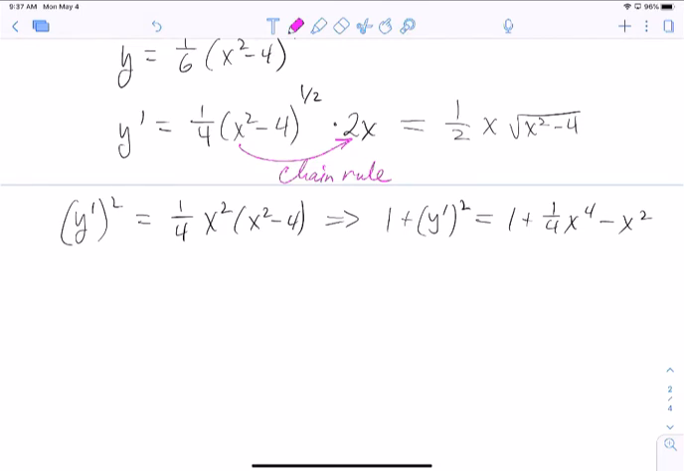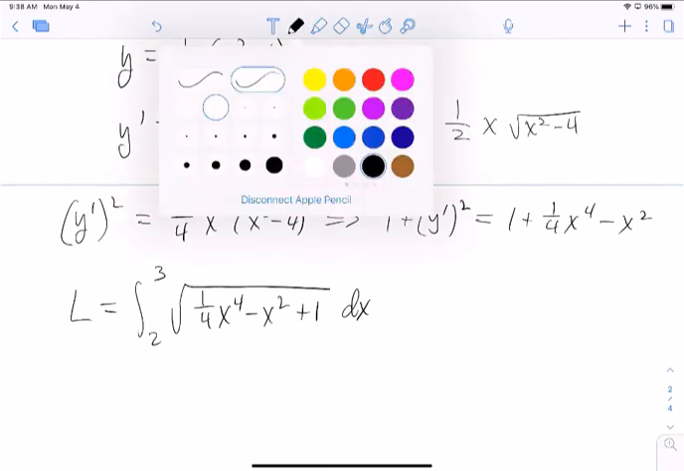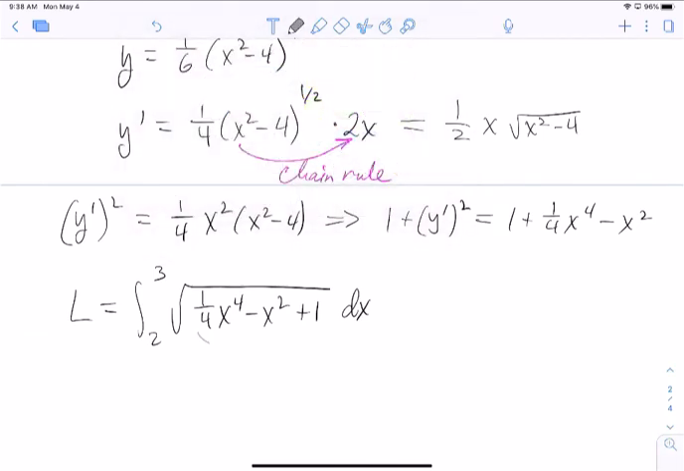Now something nice is going to happen here. Our arc length is then going to be the integral, we were told x goes from 2 to 3, of the square root of 1/4 x to the 4th minus x squared plus 1, dx. And one of the techniques that we use here is to recognize the radicand as the square of a binomial. So thinking of things in those terms, if you haven't finished the problem, go ahead and do so now, please.